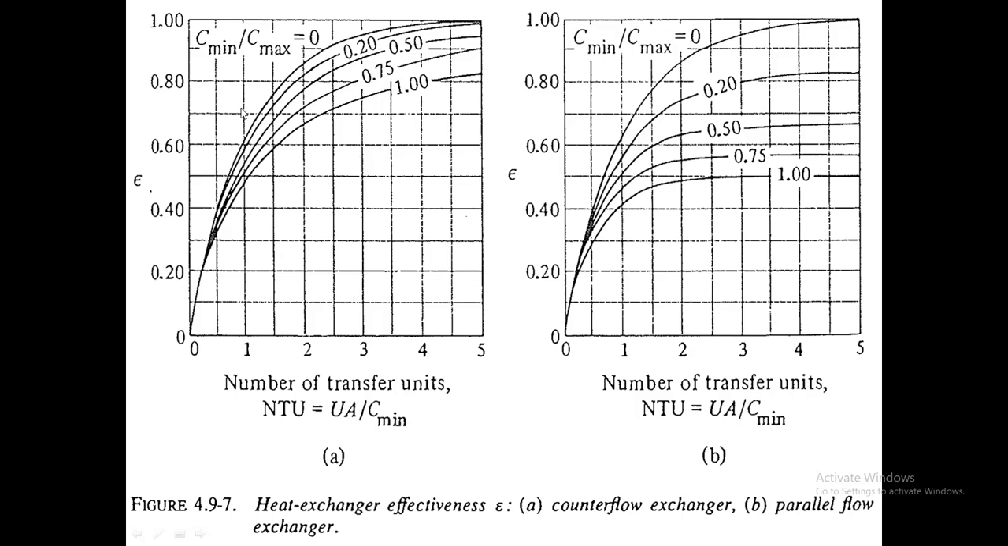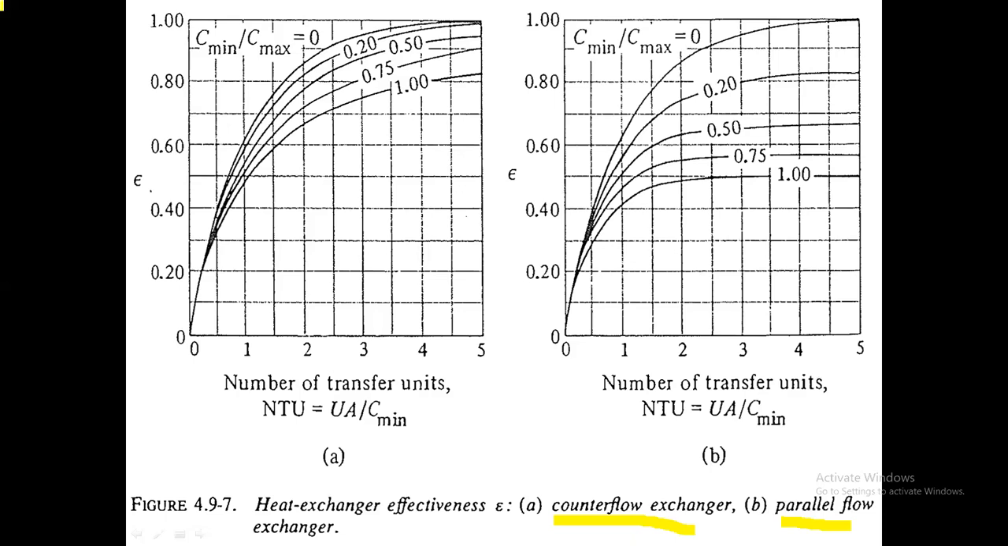Now, what you have here on the left side is for a counter flow heat exchanger. So this one is for counter flow, as you could see here. And this one is for parallel flow or co-current flow. The same orientation: on the ordinate you have the effectiveness, and on the abscissa you have the number of transfer units. You use this method if the four temperatures are not complete.